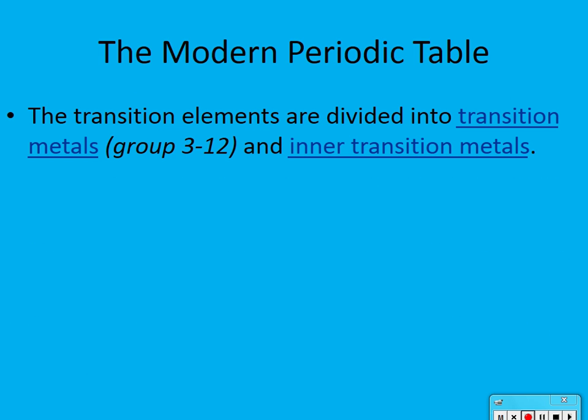Okay, let's talk about this middle chunk of elements, groups 3 through 12. They're known as the transition elements. And they're divided into the transition metals and the inner transition metals.